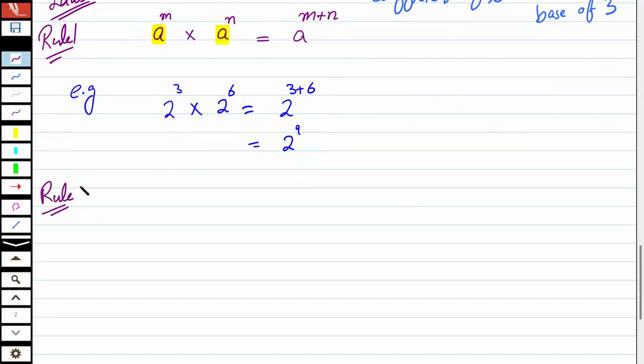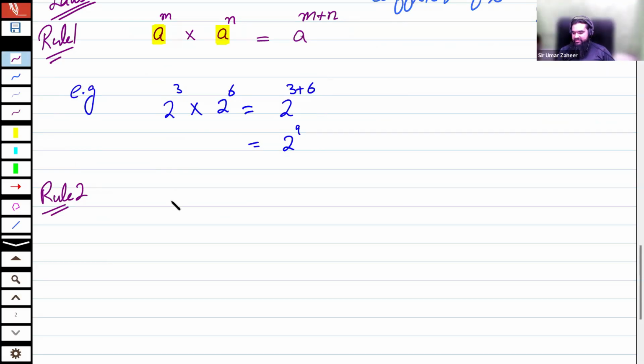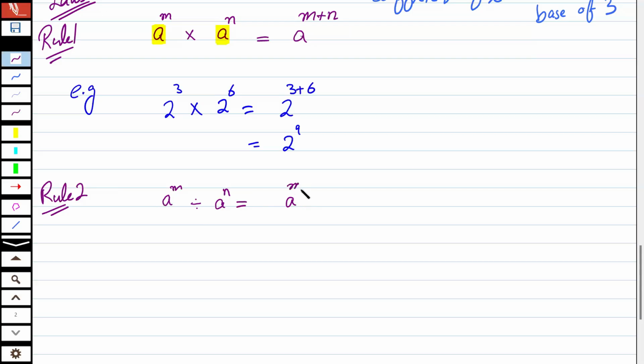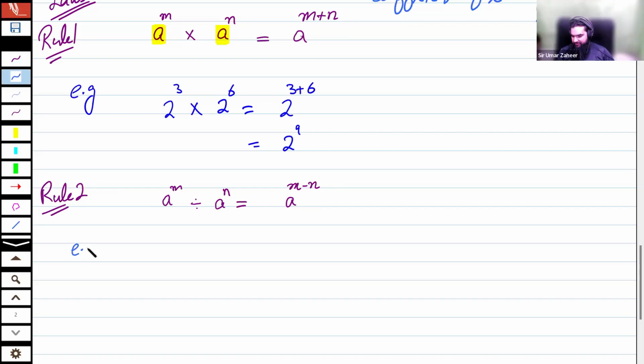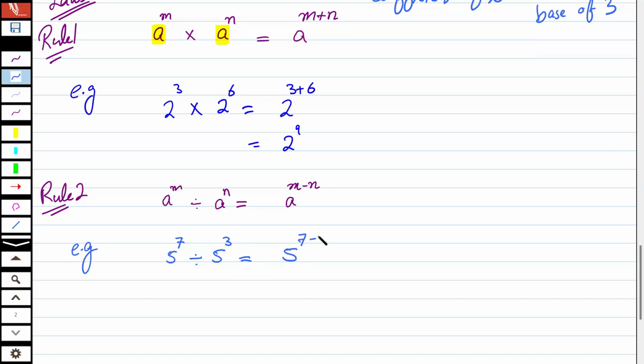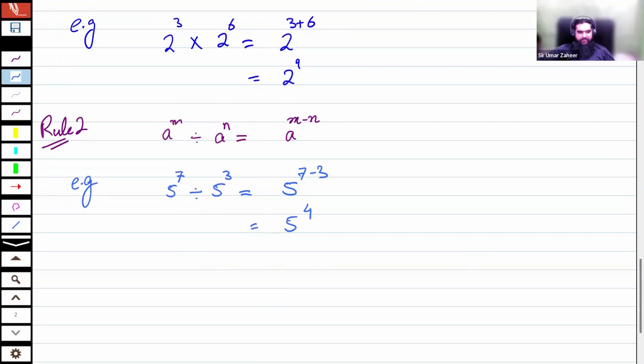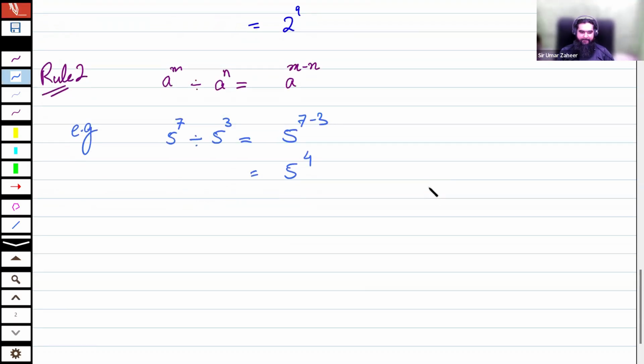All right. The second rule says that if you have two numbers having the same base, but this time they are dividing, what will we do with the powers? Anyone? We will subtract, m minus n. We will subtract the powers. Excellent. For example, you have 5 raised to power 7 divided by 5 raised to power 3. So we can write it as, Tuba, what will we write? We will say 5 raised to power 7 minus 3. 7 minus 3, that will be 5 raised to power 4. Yes, everyone, any question? No, sir.